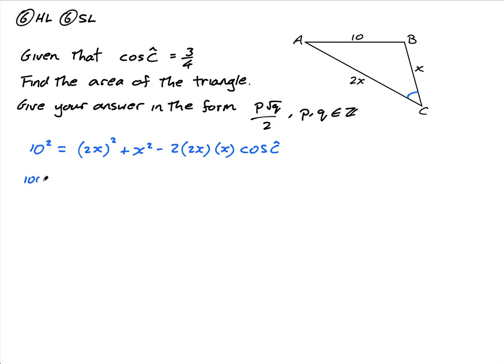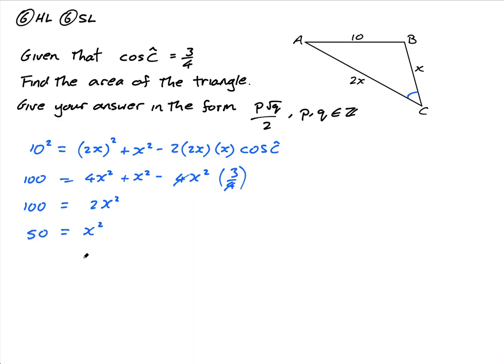Now let's just multiply this out. I have 100. This is 4x squared. Be careful because the 2 is also squared. Plus x squared minus 2 times 2 is 4x squared times cos of C, which is 3/4. Now these 4's cancel nicely. So I have 100 equals 4x squared plus x squared is 5x squared minus 3x squared, because I have 3x squared here, is 2x squared. So x squared is equal to 50.